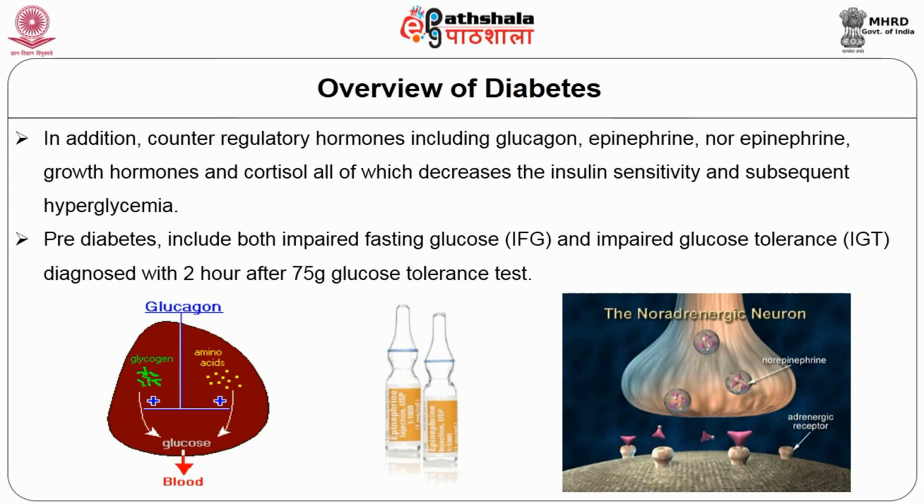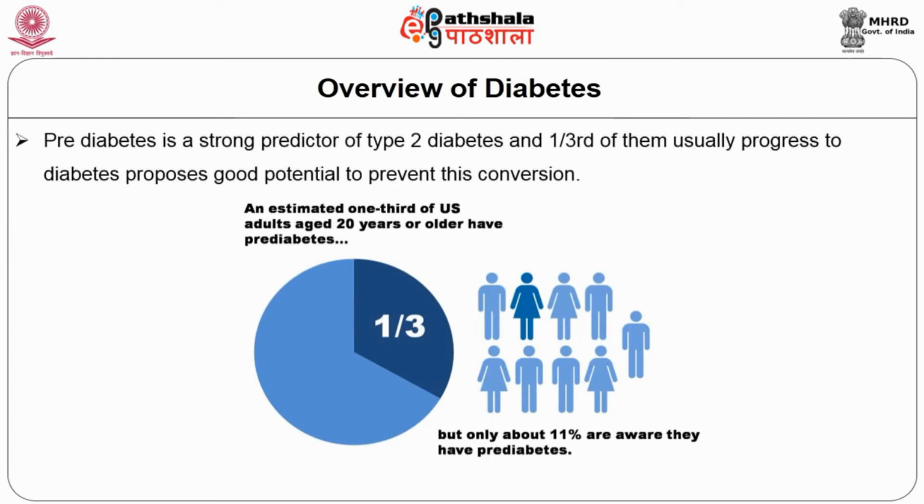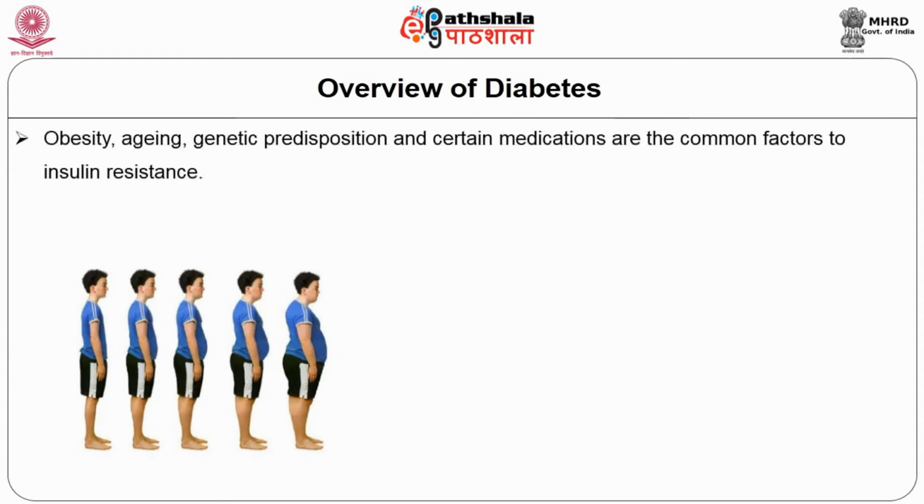Pre-diabetes includes both impaired fasting glucose and impaired glucose tolerance, diagnosed with a 2 hour glucose tolerance test with 75 gram of glucose, and one third of them usually progress to diabetes. So there is a good potential to prevent this number of people from getting converted to diabetes. Obesity, aging, genetic predisposition and certain medications are the common factors for insulin resistance, meaning there is so much insulin in the body but it is inefficient.